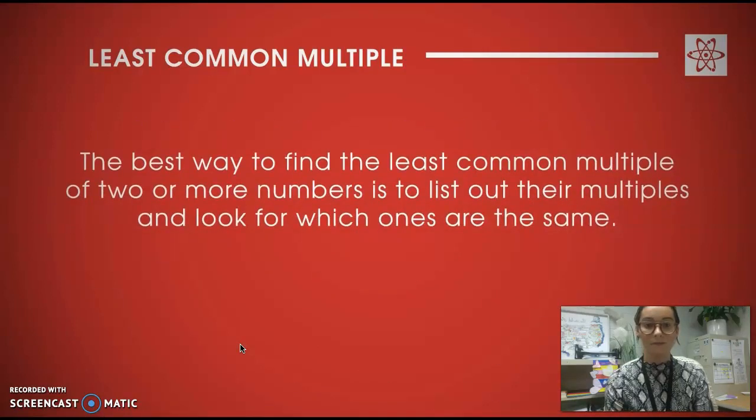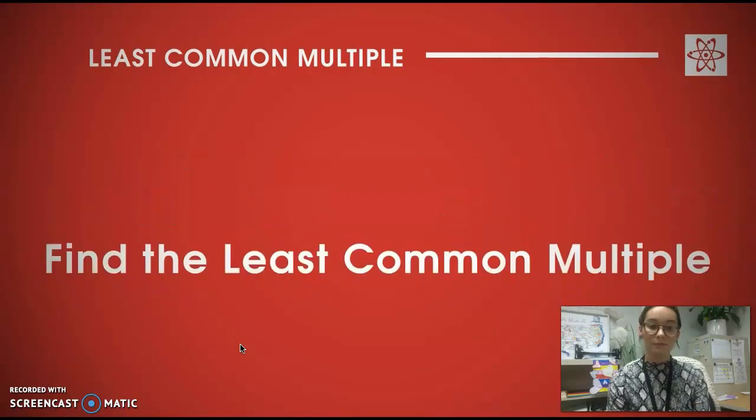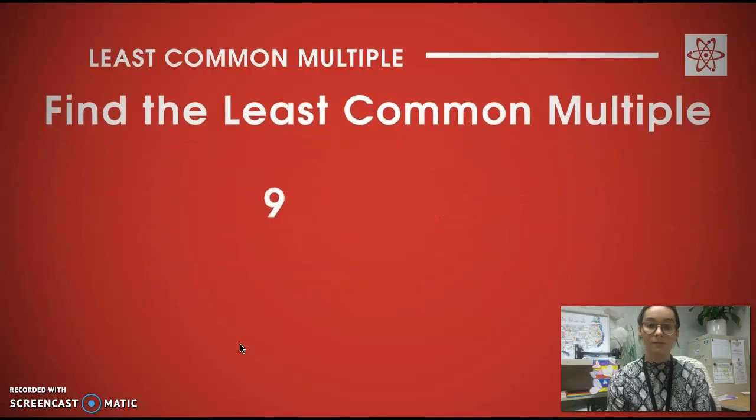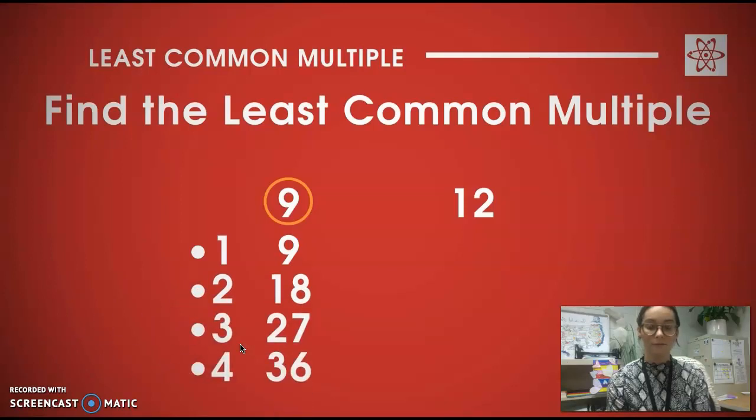The best way to find the least common multiple of two or more numbers is to list out their multiples and look for which ones are the same. The smallest would be what you are looking for. If you were asked to find the least common multiple of the numbers 9 and 12, you would want to start with multiples of 9. If you go down the list and list multiples of 9, you start with 9 multiplied by 1, which gives you 9, and follow it with 9 multiplied by 2, which gives you 18, and so on and so on. Pretty soon, you will have a list of numbers including 9, 18, 27, and 36.